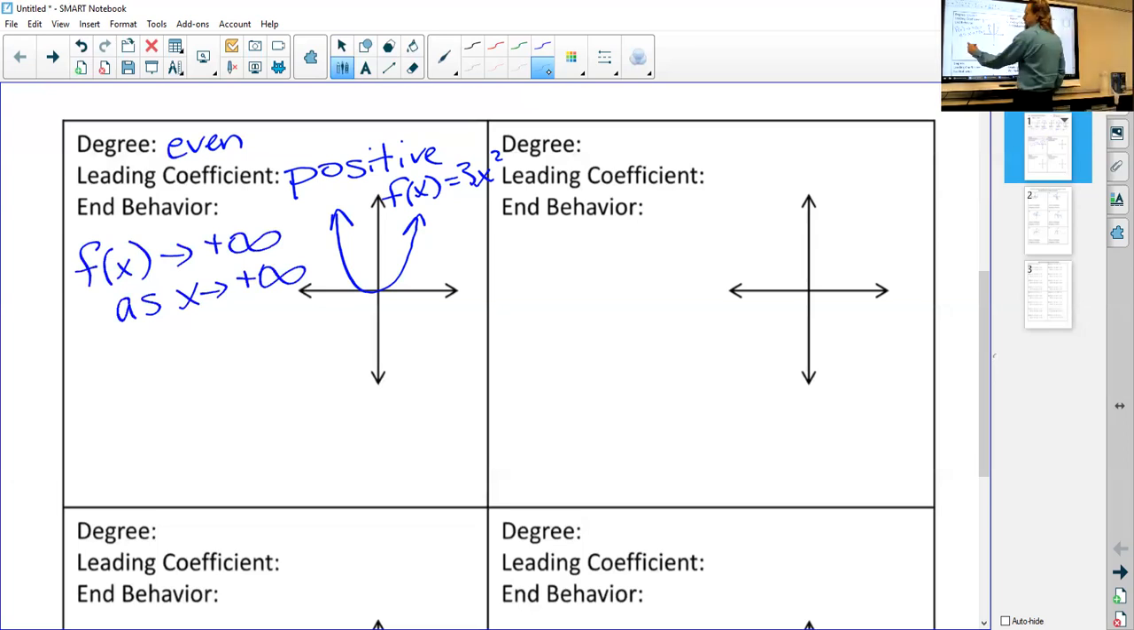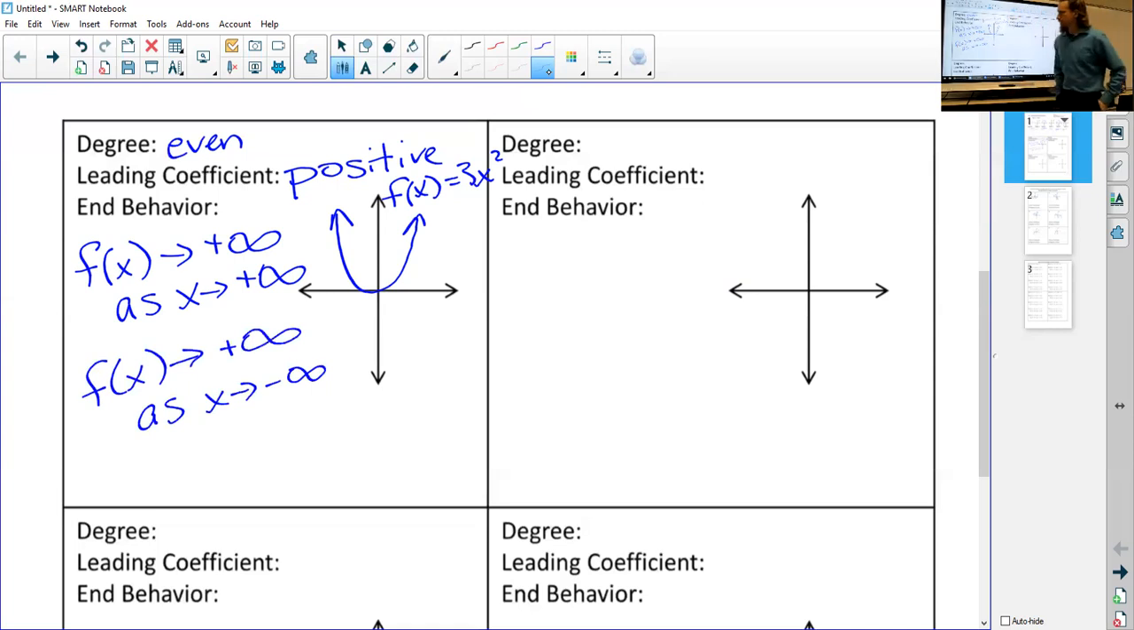Okay? And then we look at the other side. So what happens as x gets smaller? So as x approaches negative infinity, as we go to the left, what happens to our y value? And you see, well, Ellis, it's still going up. You're like, that is true. So you say f of x approaches positive infinity as x approaches negative infinity.